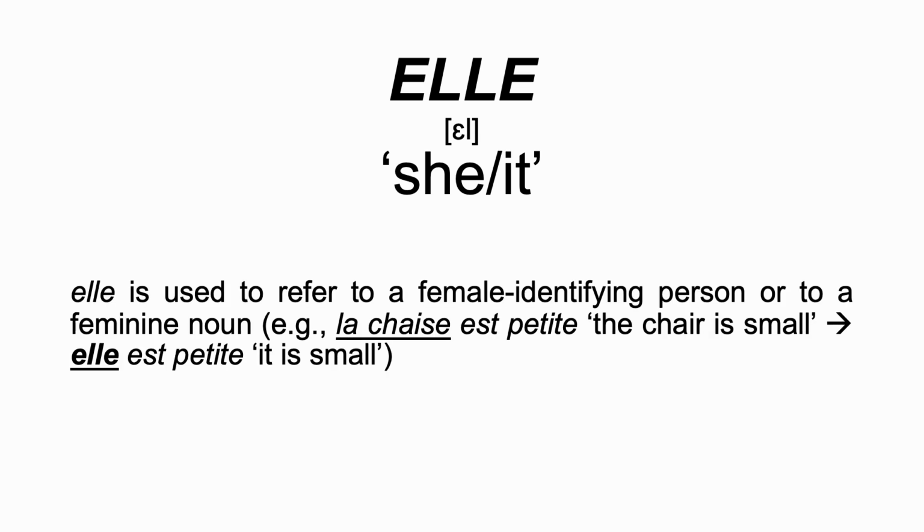The third person singular pronoun for feminine is elle, she, it. Repeat, elle. So elle is used to refer to a female identifying person or to a feminine noun. So for instance, la chaise est petite, the chair is small. La chaise is feminine, so if you want to replace it with a pronoun, you're going to use the pronoun elle. Elle est petite, it is small.